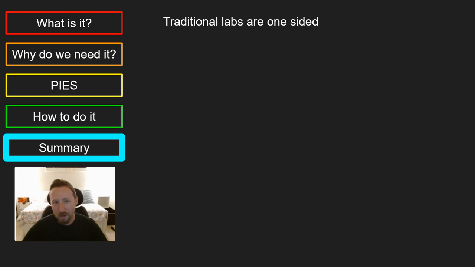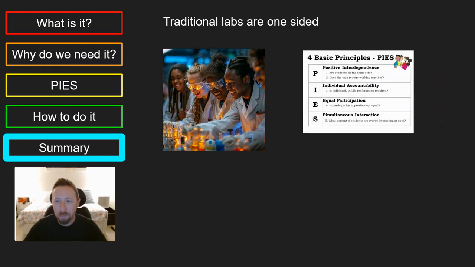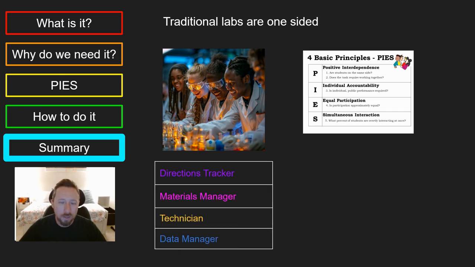All right, to summarize what we just learned, traditional labs tend to be one-sided. We really want students to be learning and cooperating together and learning equally as much as we possibly can. We can do that by following the PIES framework, by creating labs that contain positive interdependence, individual accountability, equal participation, and simultaneous interaction. And one of the ways that we can do that is by creating roles and responsibilities. We've got a directions tracker, the materials manager, the technician, and the data manager.